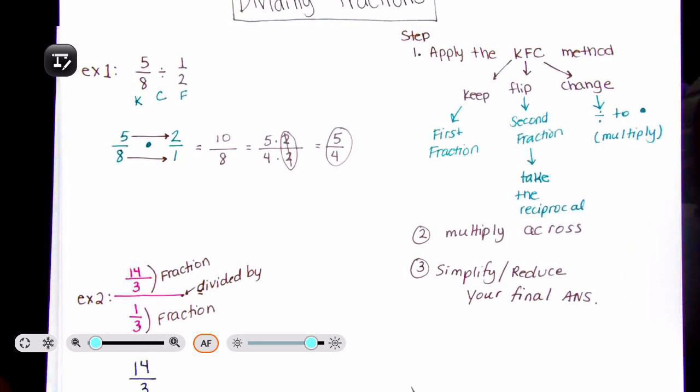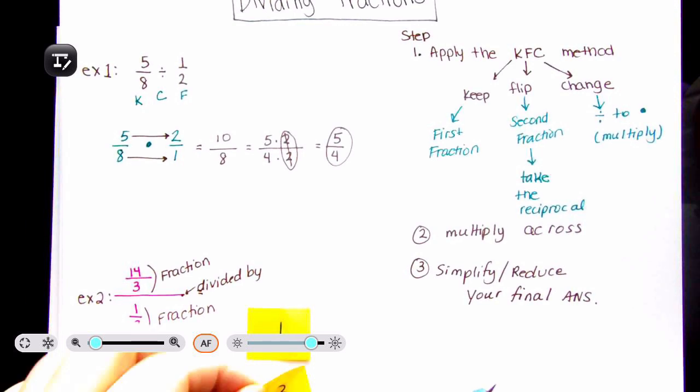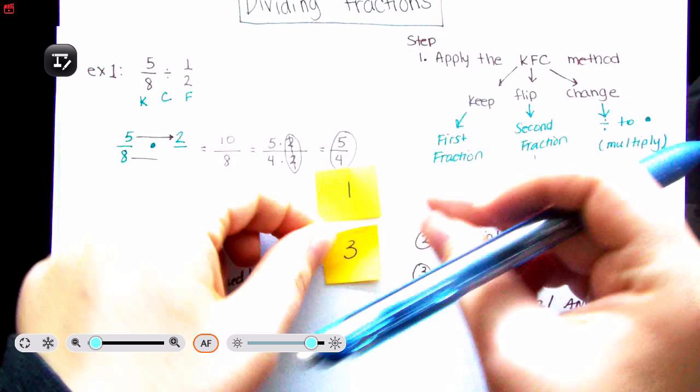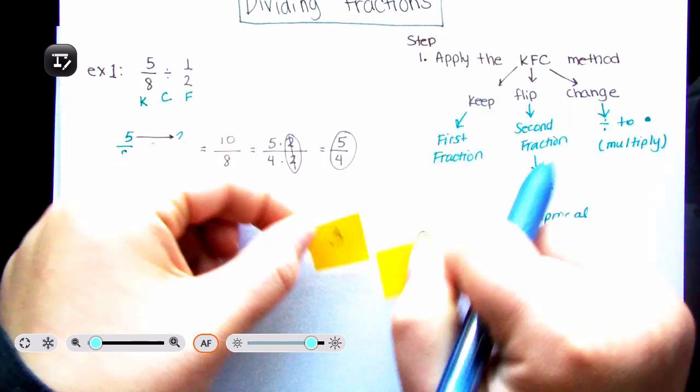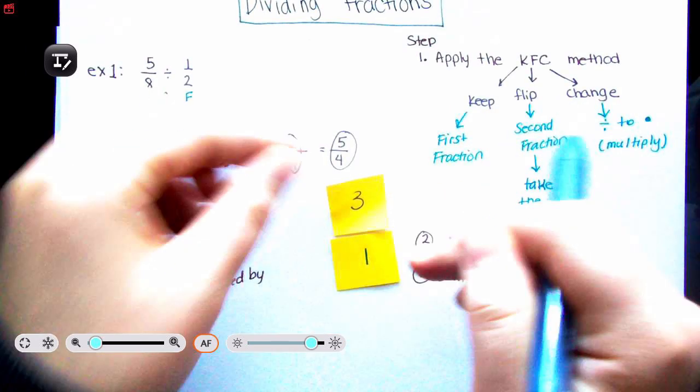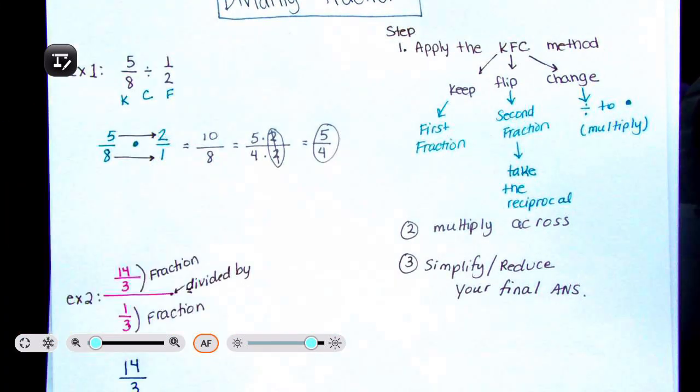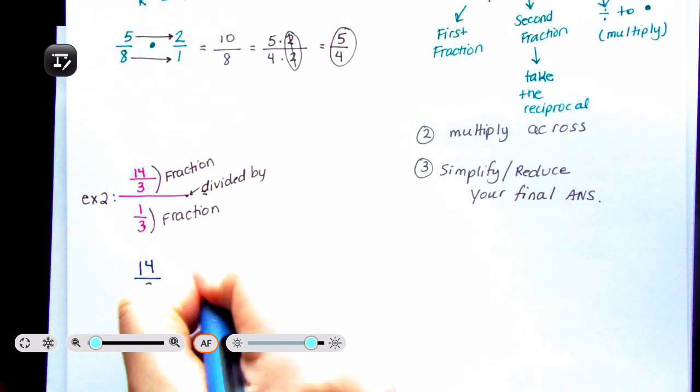Flip your second fraction, take the reciprocal. So I have 1/3. So here's 1. Here's 3. So 1/3. So what am I going to do with that? Let me shift this up so you guys can see. I'm going to flip it by putting that 1 on the bottom and 3 on the top. So now I have 3 over 1.